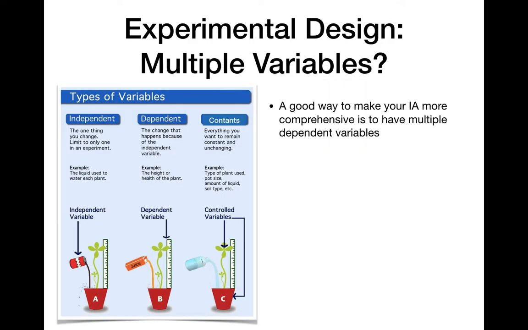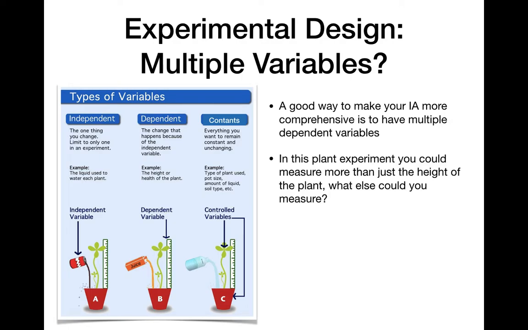Okay, so a good way to make your IA more appropriate to the IB level is to have multiple dependent variables. Now you should always stick with only one independent variable, and you might change the magnitude of it or give different iterations. For example, in this one the independent variable is the liquid used, but they have different liquids: Coke and juice and water. That gives you some variety and some better information, but it's still one independent variable.